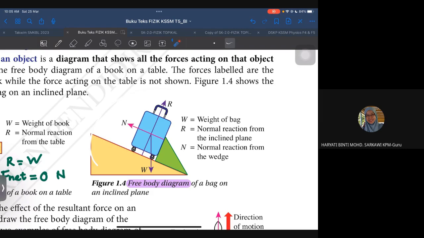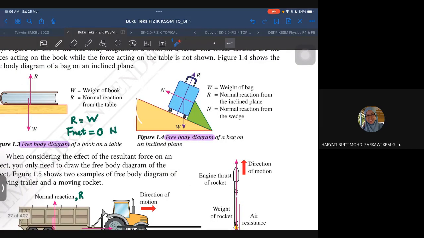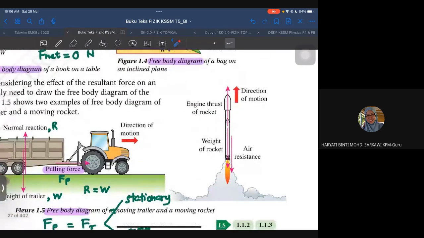And in this case, you see, they place another wedge here, so that the trolley bag will not roll downward. Since here we have another surface in contact, there is another normal reaction, like that, 90 degrees to here. Boleh faham? So we call this diagram, okay, we have R, have N, you have W. So this is also an example of free body diagram, but on an inclined plane. Boleh, ha? Okay, I don't want to go into too much detail later, takut you all confused.